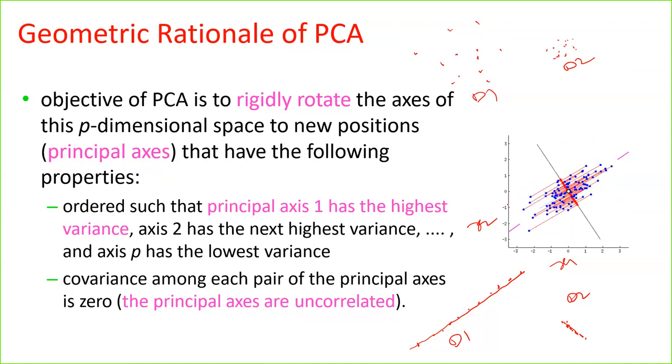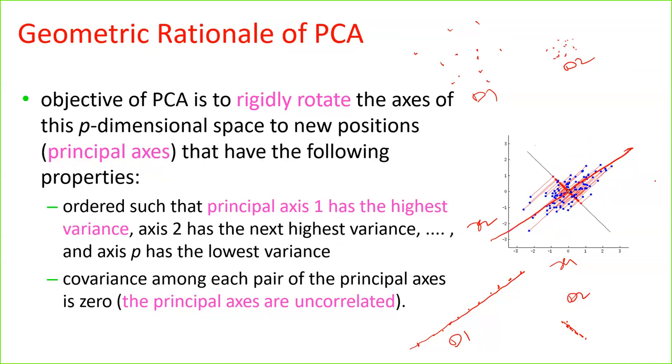Rigidly rotate this axis, or select the projection, in such a way that the variance between the points is maximized in the projected space and the error is minimized. It means you select the direction when projecting the data onto a lower dimensional space. Which direction should I choose? This direction, or this direction, or this direction? PCA says project onto a direction where the variance is maximized and the error is minimized. Observe it carefully.